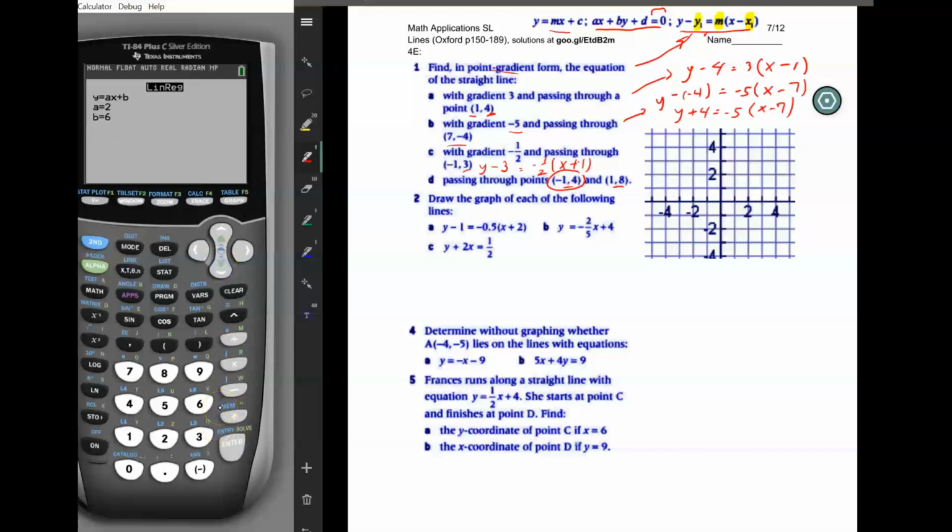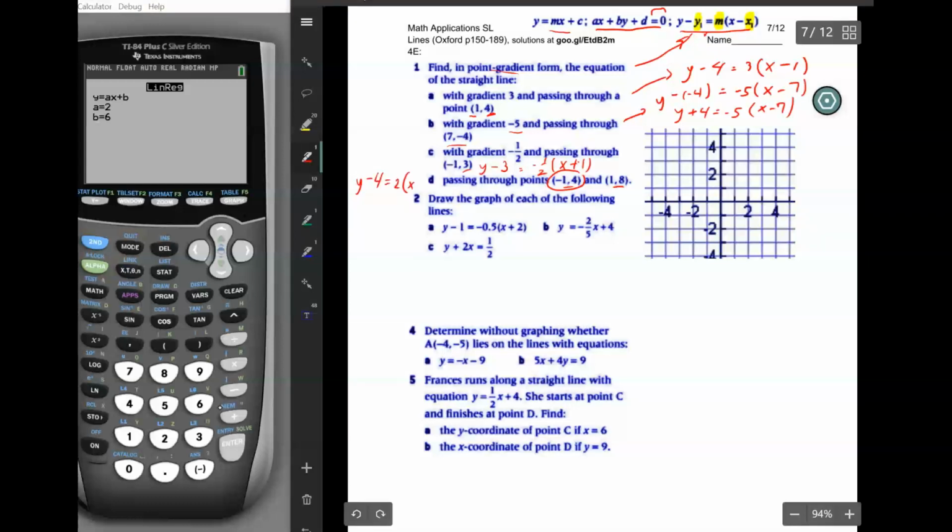And we got y equals 2x plus 6. And what's the slope? It's just 2, right? So we'll put y minus 4 equals the slope 2 times (x minus -1). And x minus -1 would be x plus 1, right? So that's the equation for that one. And also, of course, y equals 2x plus 6 would also be the equation for this line, but that wouldn't necessarily be in point gradient form because we want to use one of the points, (-1, 4) or (1, 8), as our point, right?